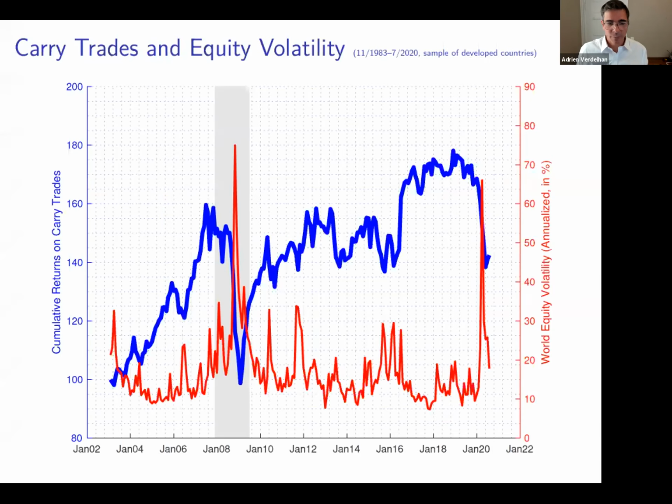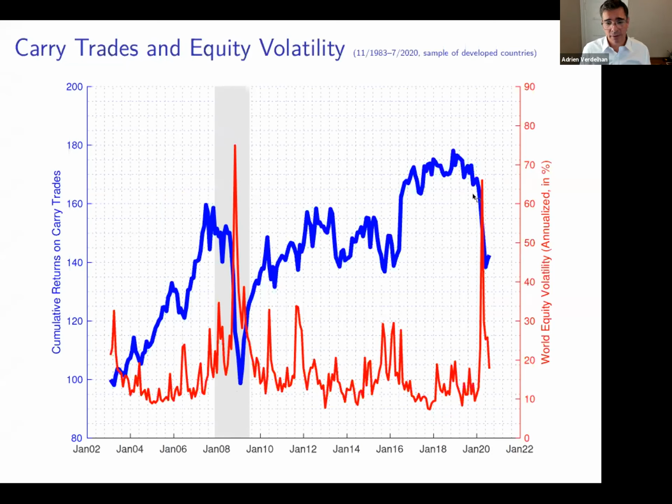Now, because I cannot resist, I also wanted to look at what happened in the last few months. Let me start with the 2008 crisis. As I told you, the post-2002 sample is kind of an out of sample for me. And at first, people made a lot of money on the carry trade, but then they lost everything during the crisis. And that happened exactly at the time when uncertainty was super high, volatility to be more precise.